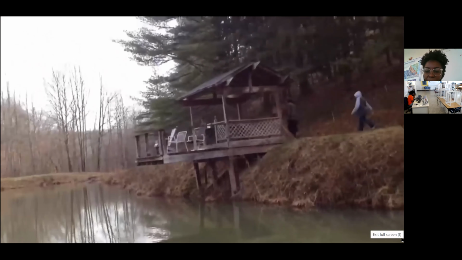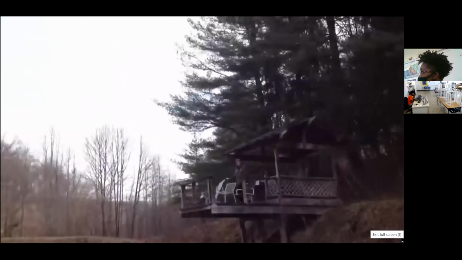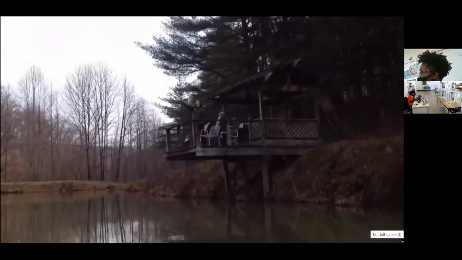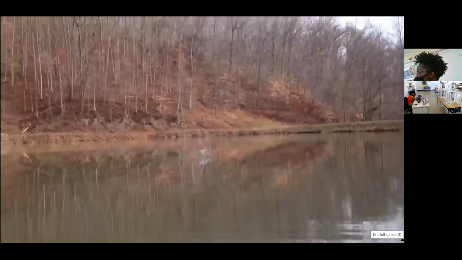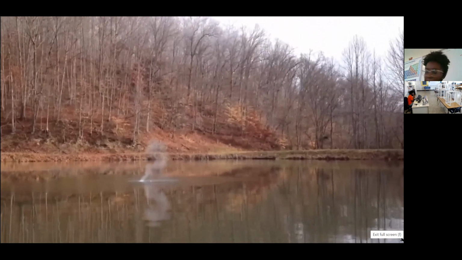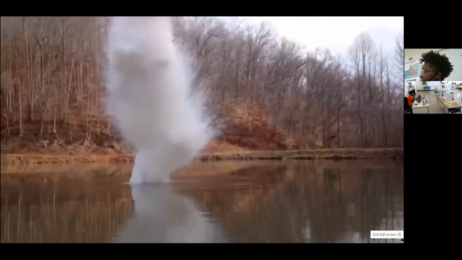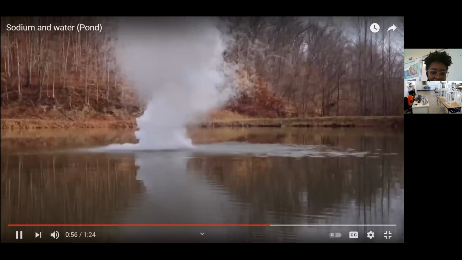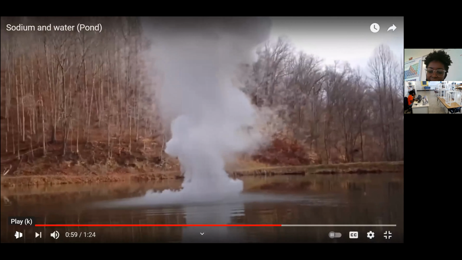All right, so he has the sodium in his hand. He's gonna get ready to chunk it in the lake. That way? A little bit of smoke. Oh no. Flame. That kid was really excited.